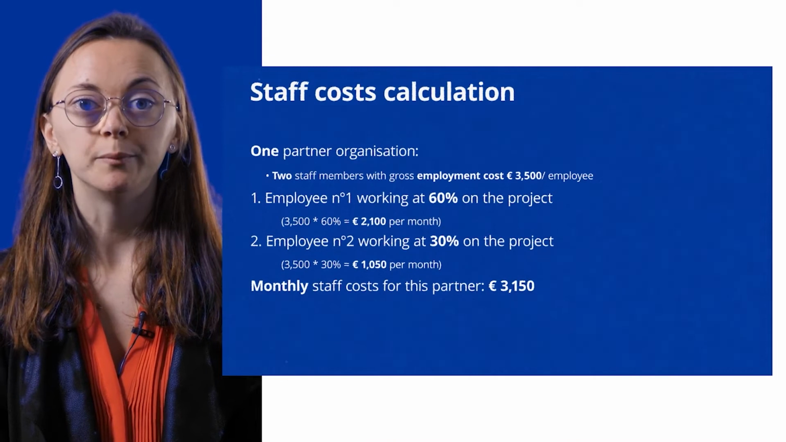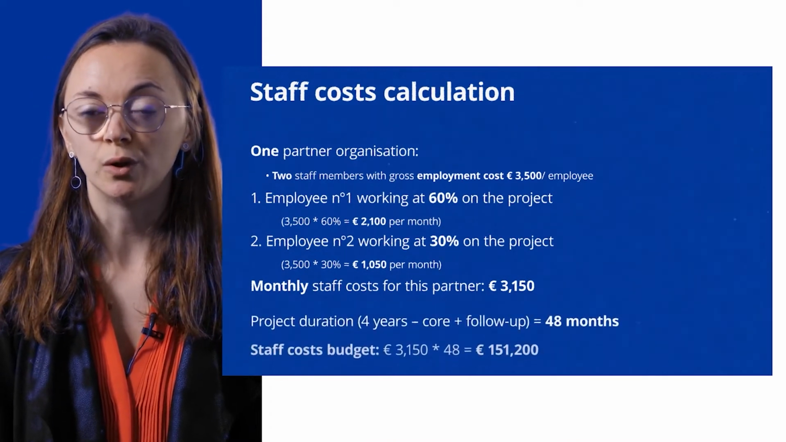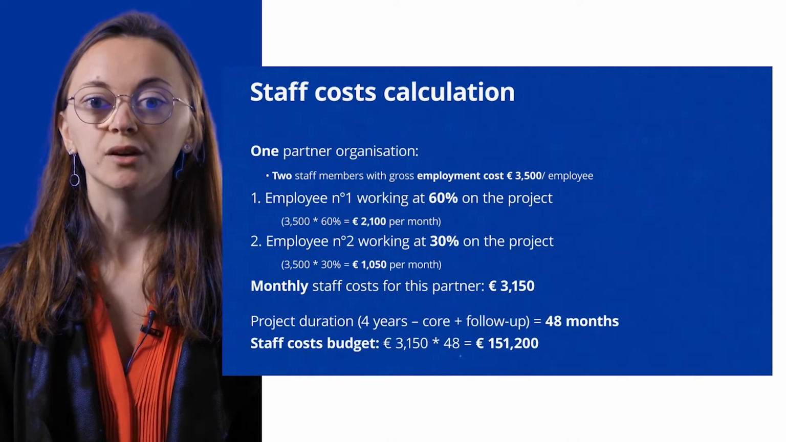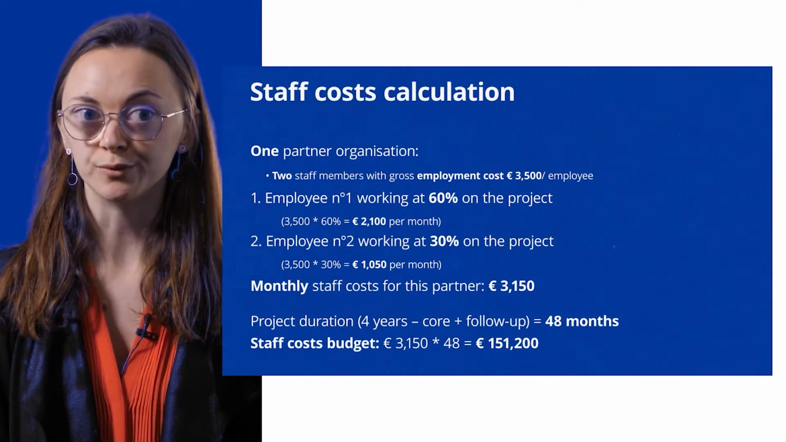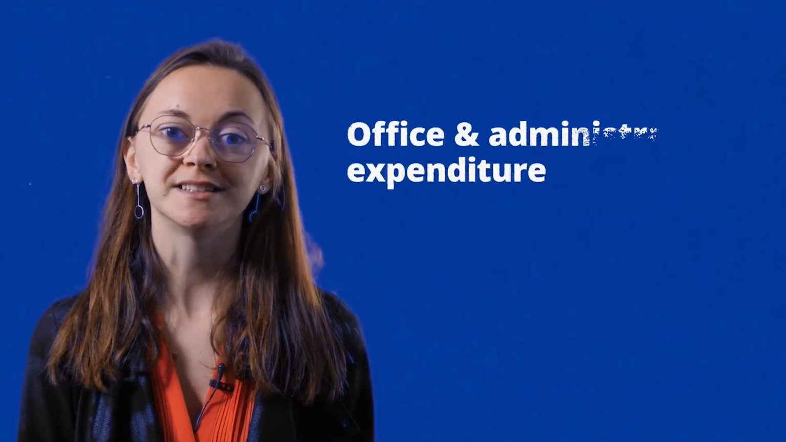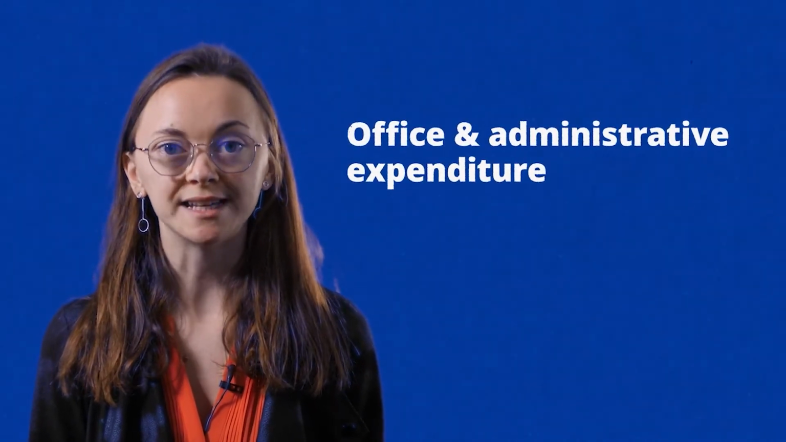Then you can multiply it by 48 months, the total project duration, and we have a staff cost budget of 151,200 euros. Now, the next cost category is office and administrative expenditure.